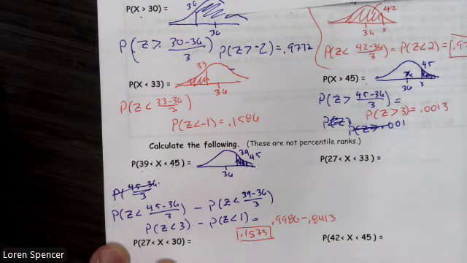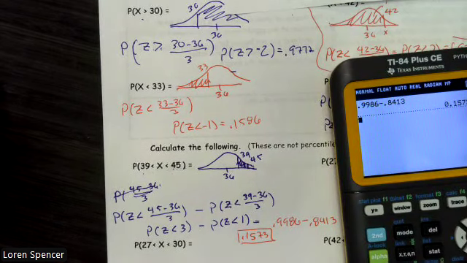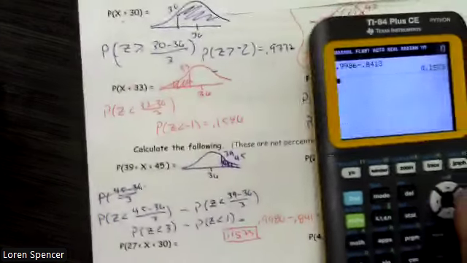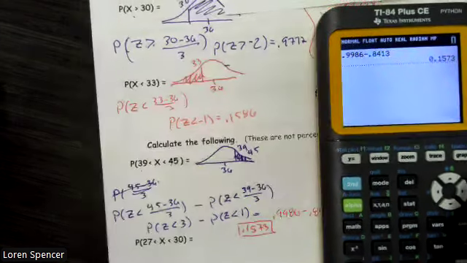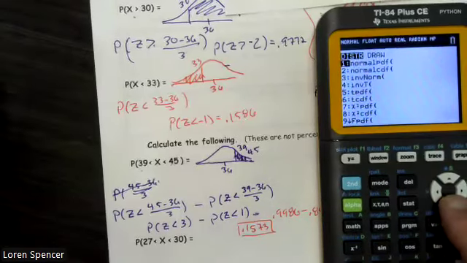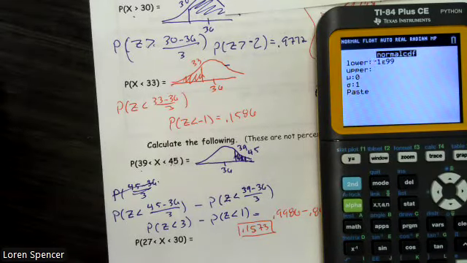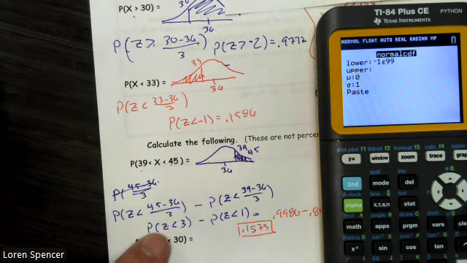Now I said I was going to show you the shortcut. The shortcut has a benefit of being fast, but it doesn't give you the z-scores. And if you're doing the FRQ, you're going to need the z-scores. Now you don't have to for multiple choice. So second vars, normal CDF, lower bound. Oh, my lower bound, what was it? 39. My upper bound, 45. My mean is 36. My standard deviation is 3.